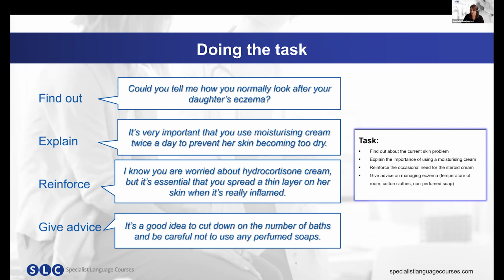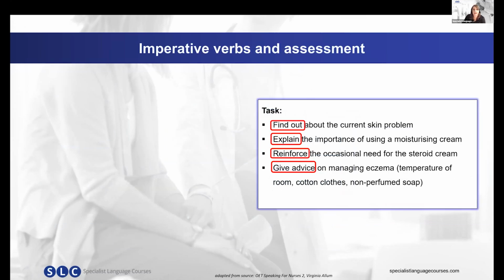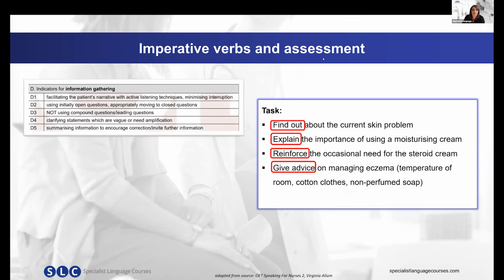So you need to develop and build up a bank of phrases that you can use to express each of these different verbs and imperative verbs. This will help you to manage the role play, to respond to the patient, but also it links directly to the assessment criteria. So when you're assessed in your OET role play, you are assessed on a variety of different clinical communication skills, one of which is information gathering. So we can see that find out links directly back to information gathering.